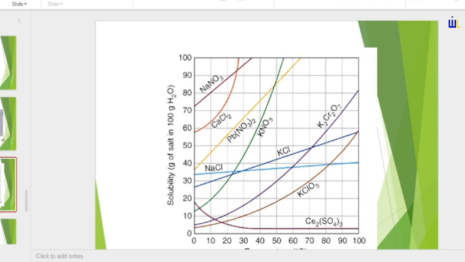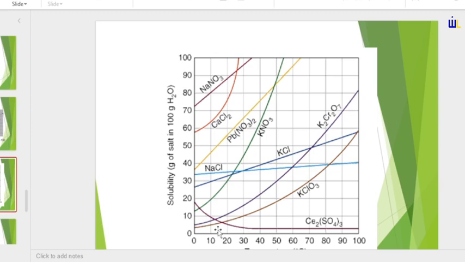Exactly. So that's that. Does it make sense? Okay, let's ask another question. Which one of these salts has the highest solubility within the range of below 30 degrees?